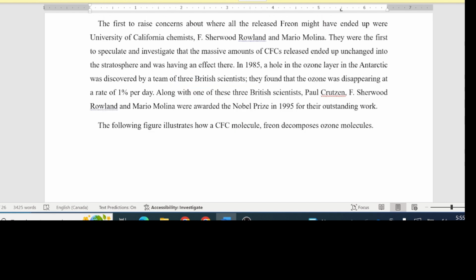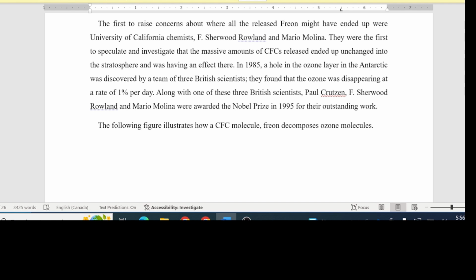This paragraph is telling us that the first scientists to speculate and investigate this phenomenon were University of California chemists Sherwin Rowland and Mario Molina. Their assertion that a large amount of freon ended up in the stratosphere and was causing effects on the ozone layer there was validated in 1985 when three British scientists discovered a hole in the ozone layer in the Antarctic region.